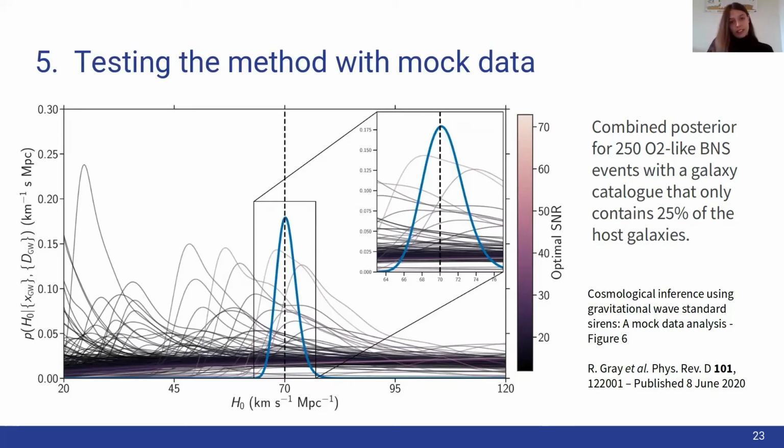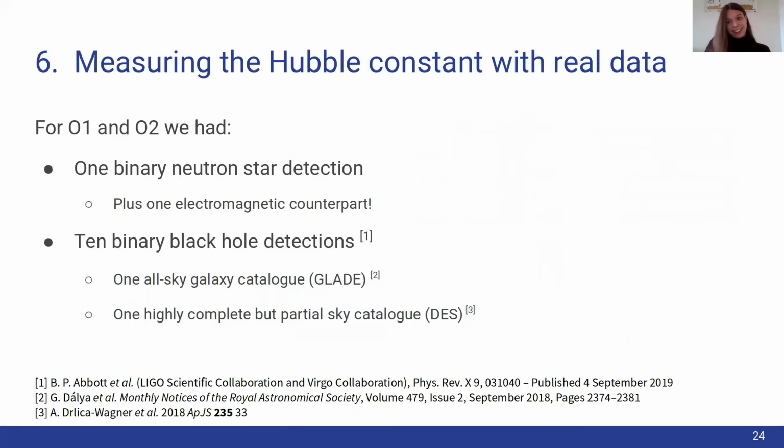So we've looked at mock data. Now, what about real data? Looking purely at observing runs one and two, we had one binary neutron star detection with its electromagnetic counterpart, which provided an already impressive constraint on the Hubble constant, followed by an additional 10 binary black hole detections, for which we've had to use galaxy catalogs to fill in the missing redshift information.